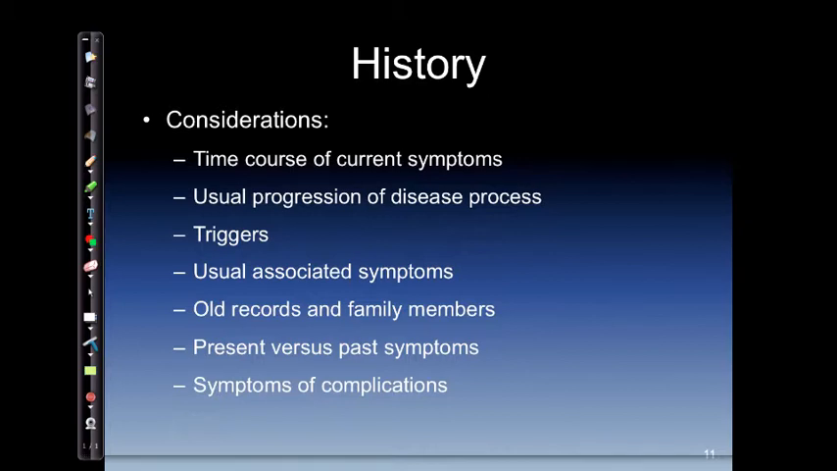That would be something that you need to know prior to providing transport for this individual, so that you can kind of plan ahead. Old records or any family members might be a good historian on how it presented versus past symptoms today. So compare these symptoms with the ones that have occurred in the past. Look for symptoms of any kind of complications that occur with this, things like fever, cough, chills, rash, dysuria, shortness of breath, chest pain, or headache.